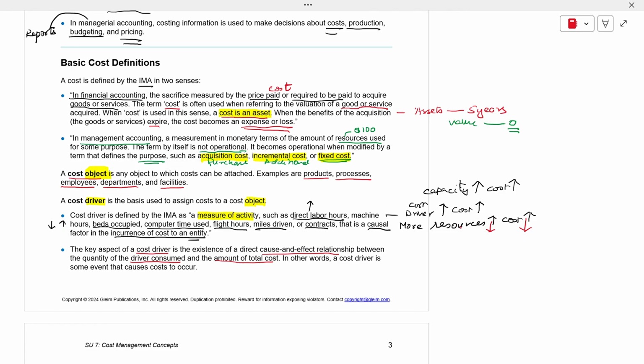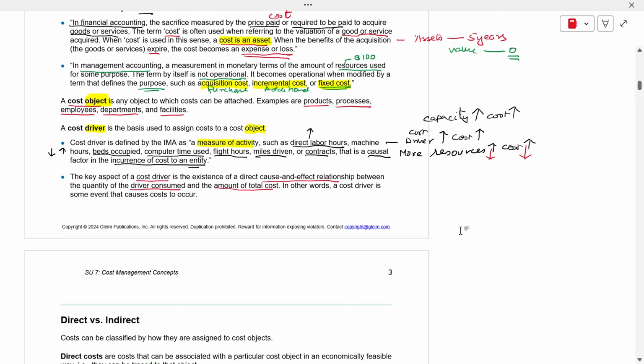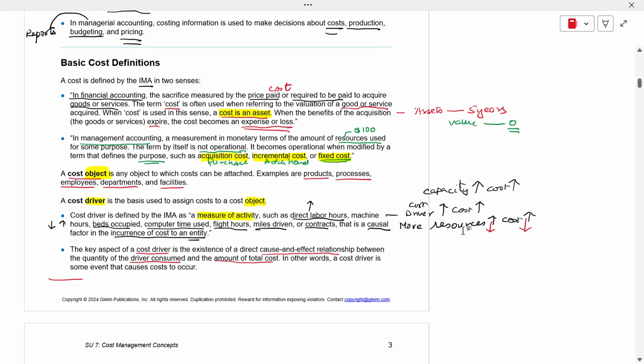What is the cost object and what is the cost driver? Are you clear about this? Okay, read very quickly from here to here, slowly. Once it is done, please tell.